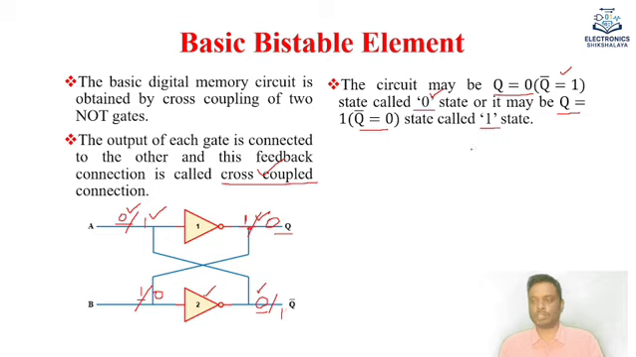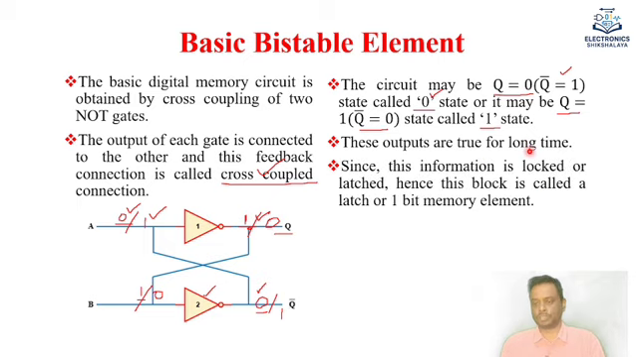If Q equals 1, that is the 1 state. If Q equals 0, that is the 0 state. So these data are true for some duration of time. It will hold the data for some time. That is how it stores the data. So these outputs are true for a long time, and this information is locked. As I have told you, the information is locked or latched.